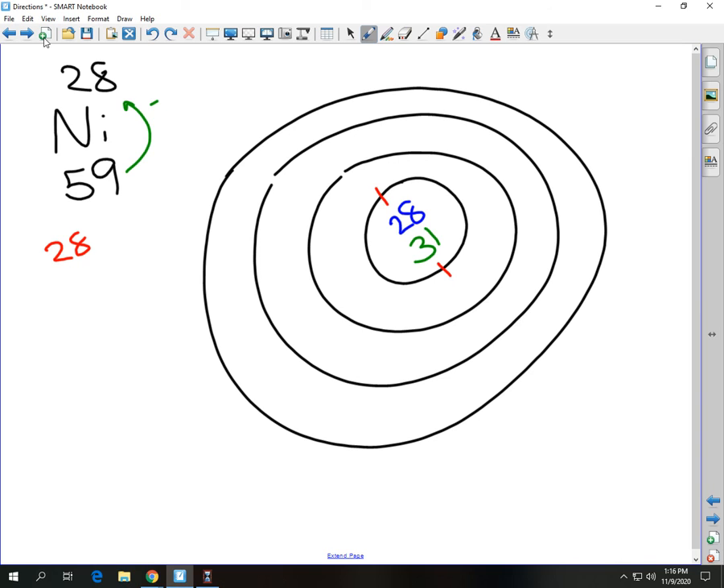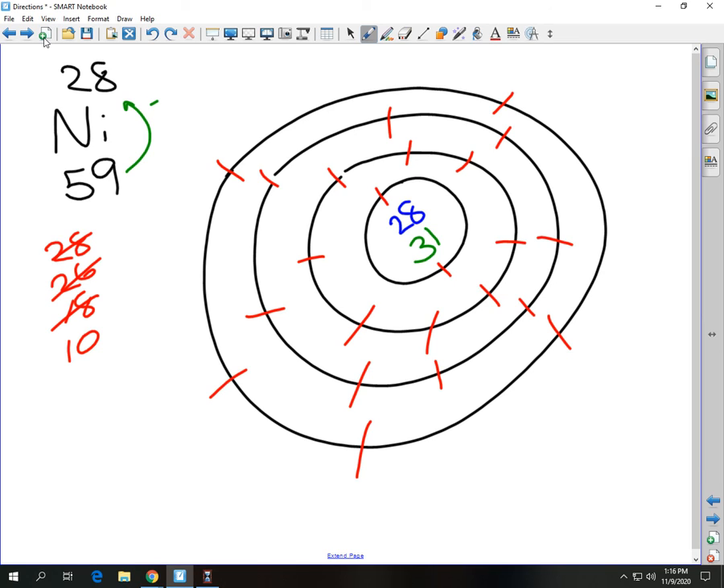2 in the first gets me down to 26. 8 in the second gets me down to 18. 8 more in the third gets me down to 10. And the outside shell can hold 12, but I only need 10 of those spots. So put in 10. 1, 2, 3, 4, 5, 6, 7, 8, 9, and 10. So on nickel, you would have 2, 8, 8, 10. And that takes care of my electrons.